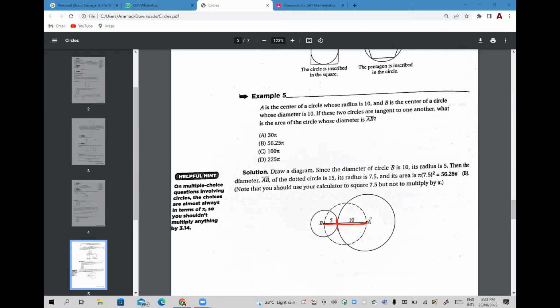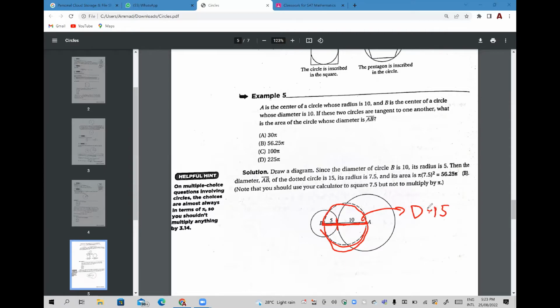AB का मतलब ये है कि इधर से एक line extend की, B तक गए, तो ये जो dotted circle है, this is another circle now. And you're supposed to find the area of this circle. 10 plus 5 किया तो इस circle का diameter तो हमें मिल गया, diameter is 15 for this new circle.